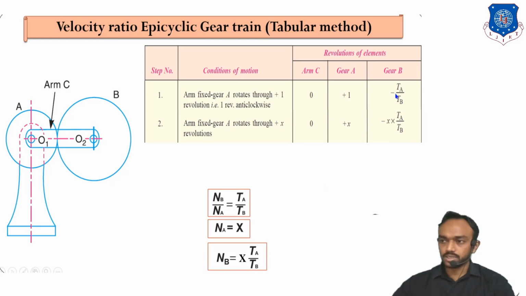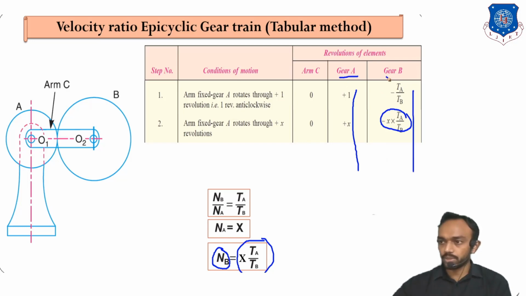Okay, so that's how you find the NB. Some students have a doubt: sir, why is NB equal to x into TA upon TB? Why do we have this value written here? Always remember that whatever you are writing here is the RPM of A, and what you are writing here is the RPM of B.